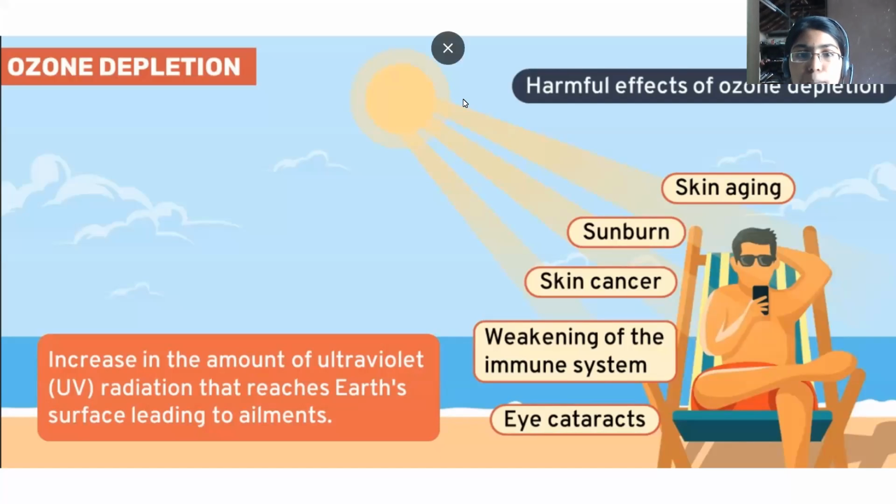Tell me once you have completed, okay? No need of the diagram, just the points are enough. The increase in the amount of UV radiation that reaches the Earth's surface, leading to ailments. So what are those ailments? They are the things that are given on the side.